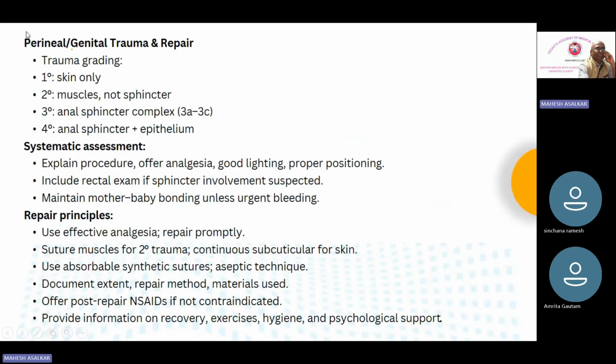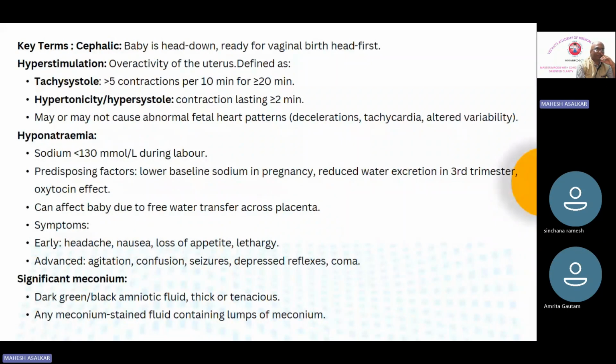Then in the third stage regarding the perineal and genital trauma repair, the trauma is to be graded as first degree, second degree, third degree, fourth degree. This we know, we have seen this. Then systemic assessment, then repair principles. Analgesia is a must. Suture muscles for second degree trauma, continuous subcuticular for skin. Use absorbable synthetic suture. Actually, we have separate guidelines. It's better that we go through the GTG here.